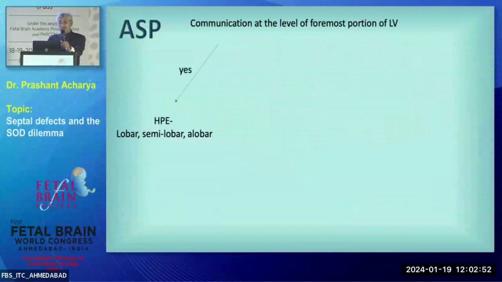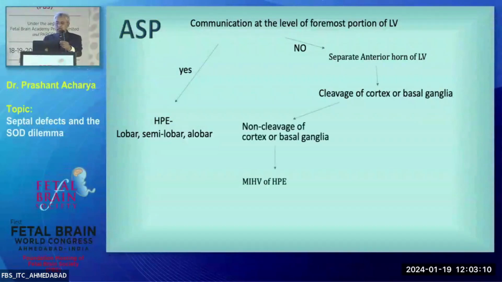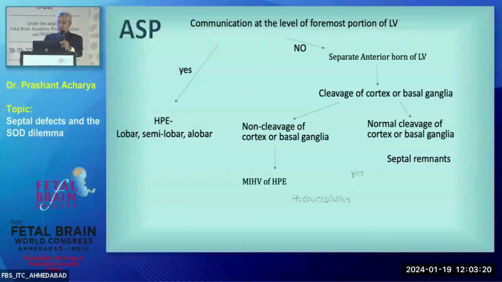If it is not there, then you are dealing with holoprosencephaly, alobar, semilobar, or lobar type. If you can see that it is there, then look for the separation of the anterior horns of the lateral ventricles. If that is there, then look for the cleavage of the cortex or basal ganglia. If there is non-cleavage, you are talking about the midline interhemispheric variety of holoprosencephaly. If it is normal cleavage, look for the septal remnants.